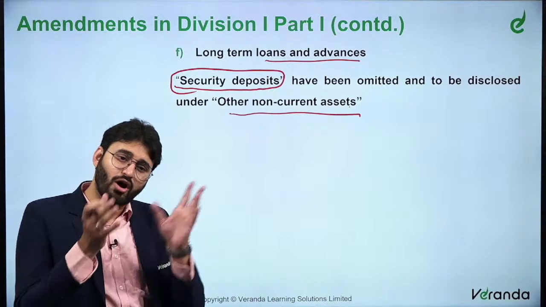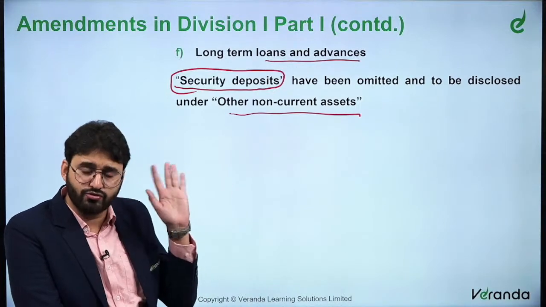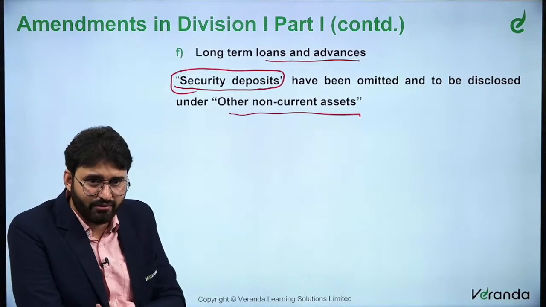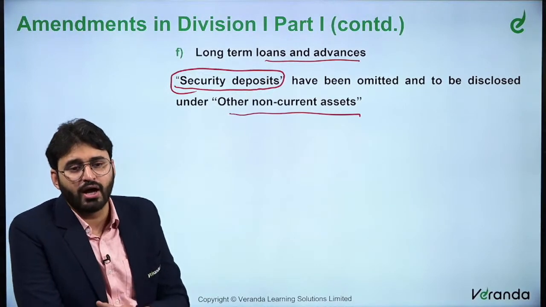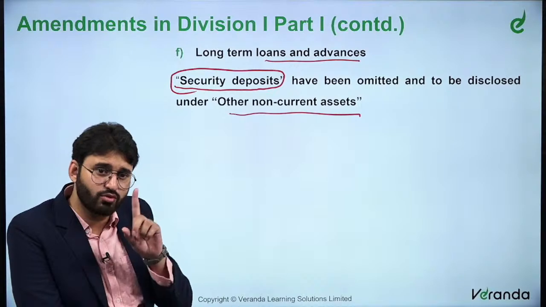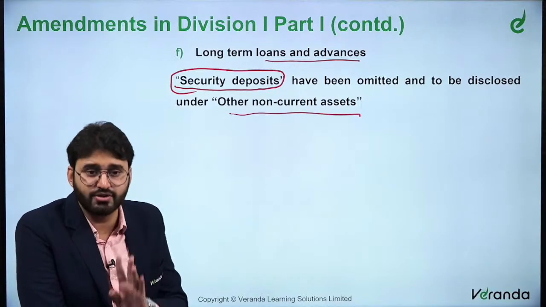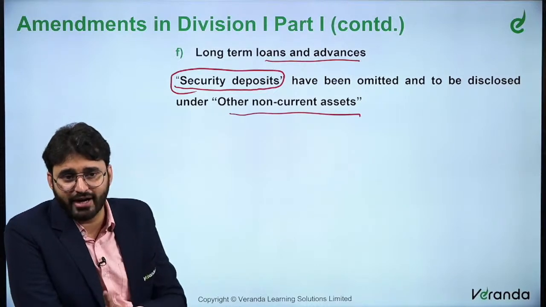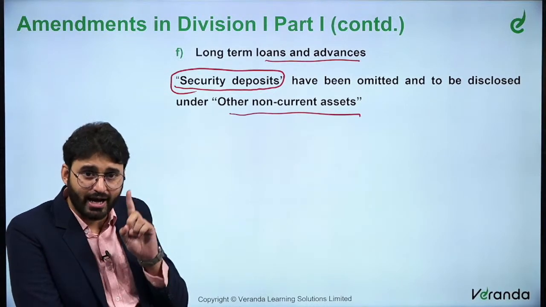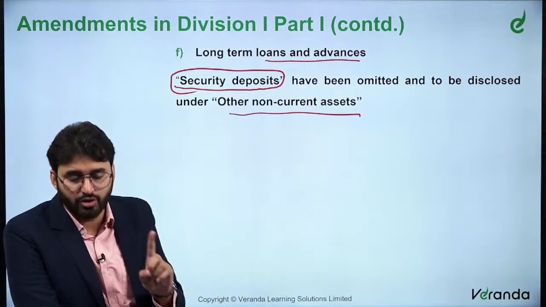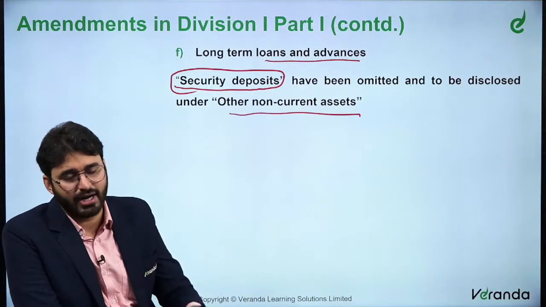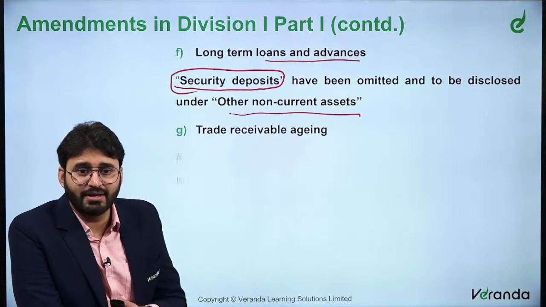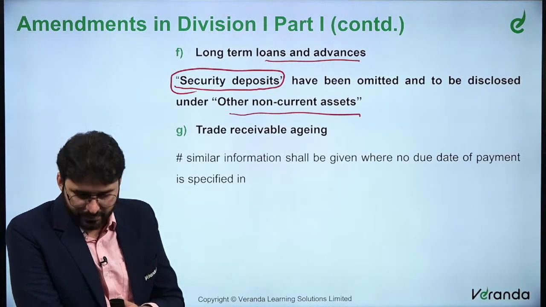Long back it was actually under other non-current assets. Then again they brought it back to loans and advances. Now again they restored it back to other non-current assets. So again this could be an important MCQ in the examination. Security deposit under IGAAP financials, where to show? It has to be shown under other non-current assets. It should not be shown under long-term loans and advances. Hope this is clear. Now they have also prescribed a trade receivable aging.